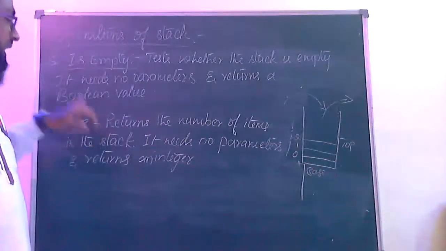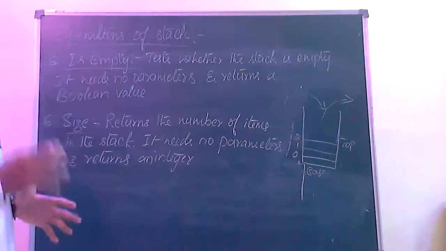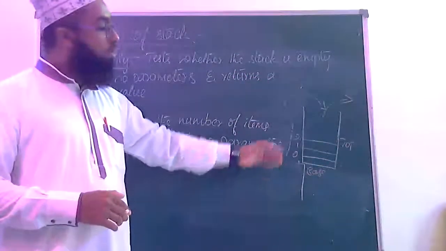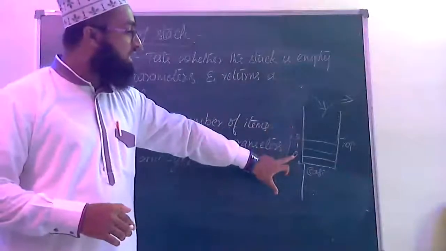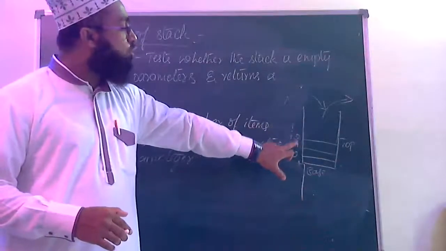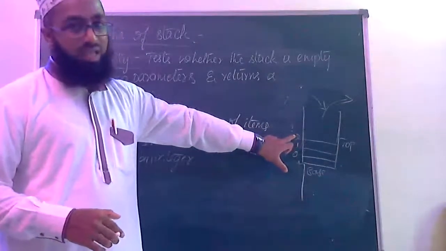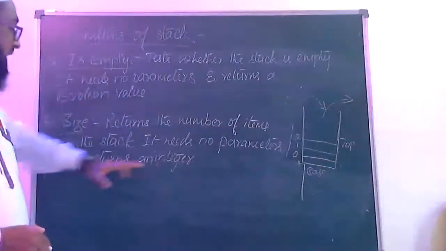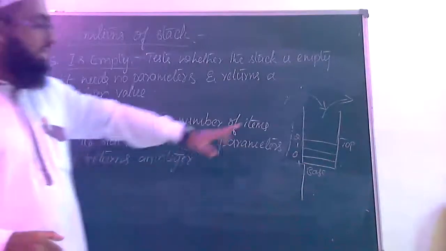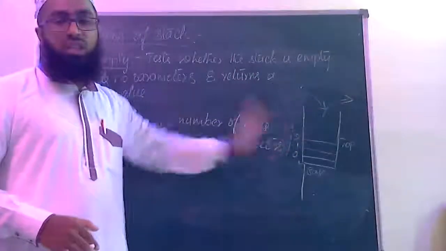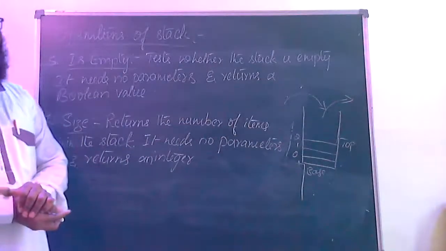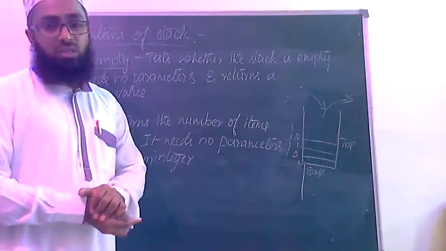So finally the size operation is used to check how many elements are present in the stack. It means what is the size of the stack. Here the size of the stack is 1, 2, 3, like this. So it will check the size of the stack and finally return an integer. Integer means the size. What is the size of the stack? It will give that number. So this is regarding the operations of the stack.